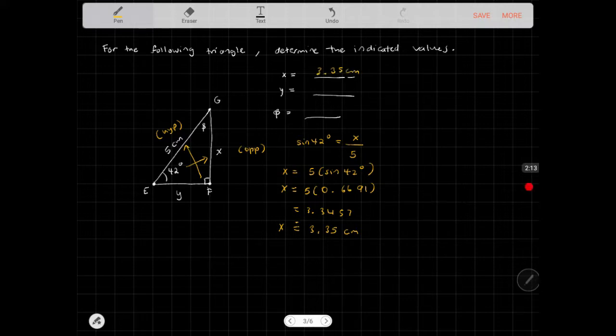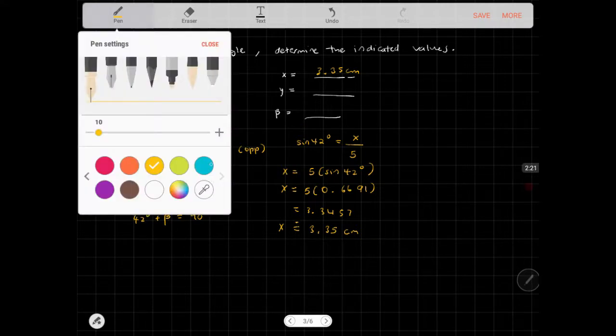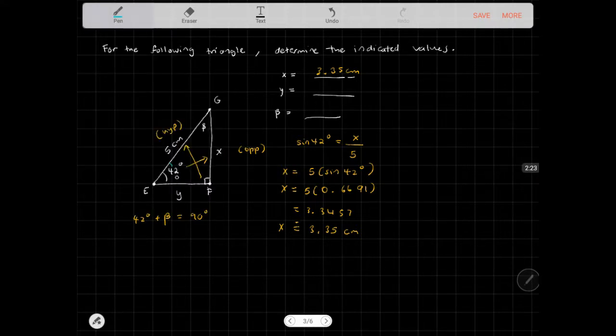Before solving for y, we can actually note that 42 degrees plus beta should equal 90 degrees because these two are examples of complementary angles, right? So you could have actually started by doing that first. So beta here is 90 degrees minus 42 degrees, which should be 48 degrees. So this is 48 degrees, okay? And put the degree sign and note that it is in degrees. It's important to keep the units on.